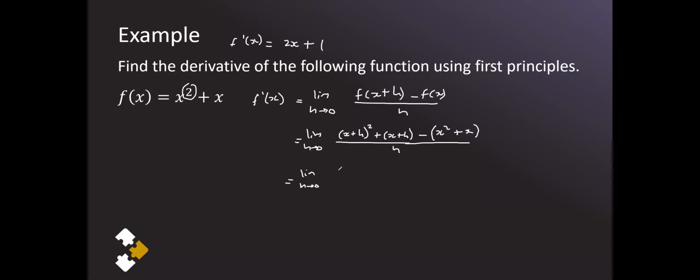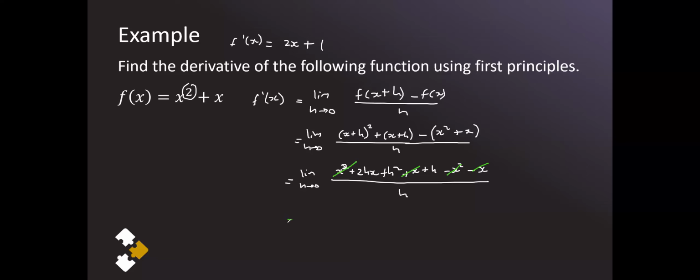Now, let's clean that up. So the top part is going to be x squared plus 2hx plus h squared, then plus x plus h minus x squared minus x, all over h. Now, there must be some things that are canceling out. If you reach the step and nothing is canceling out, you need to go back and double check if you haven't made any mistakes. Okay, so this cancels that x with this x.